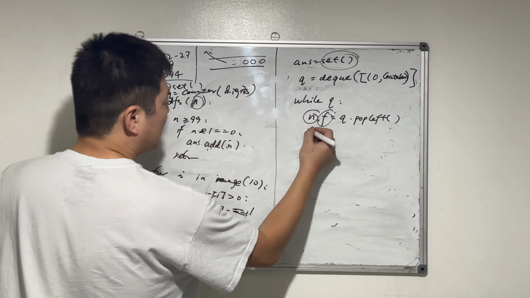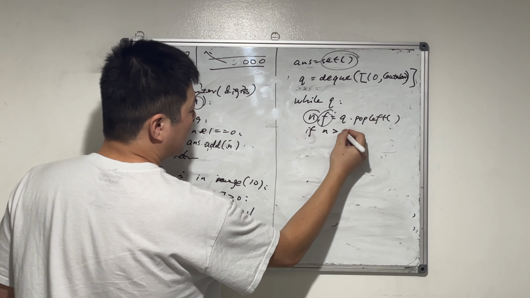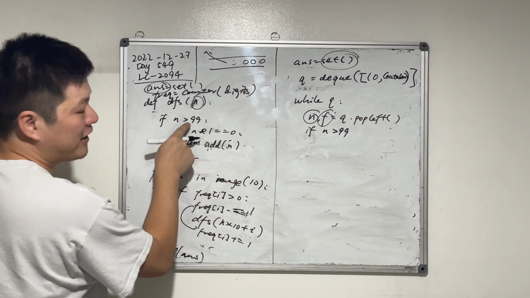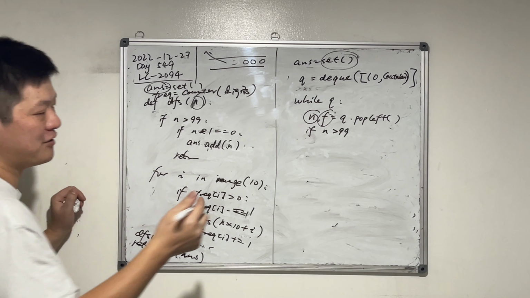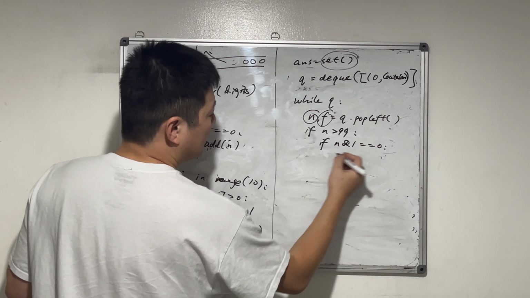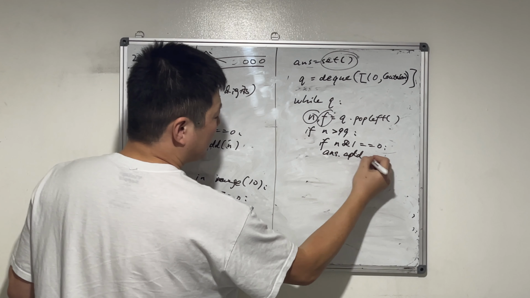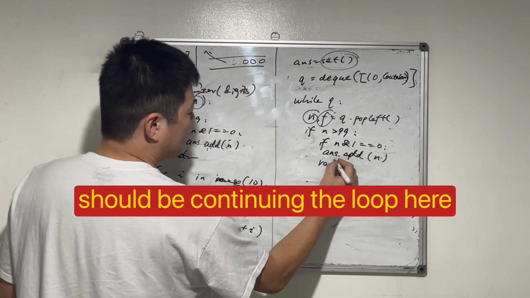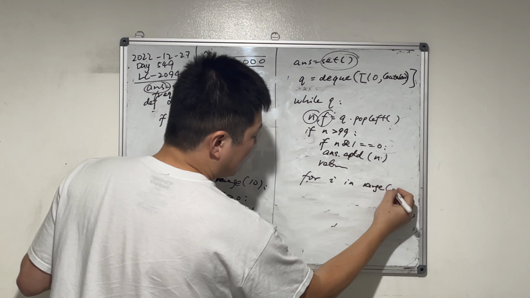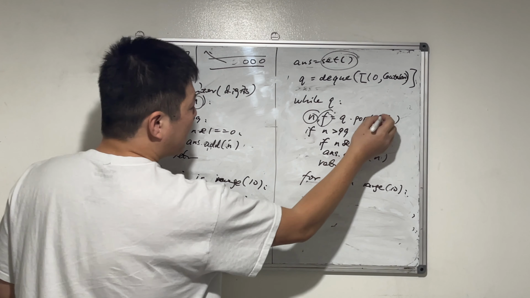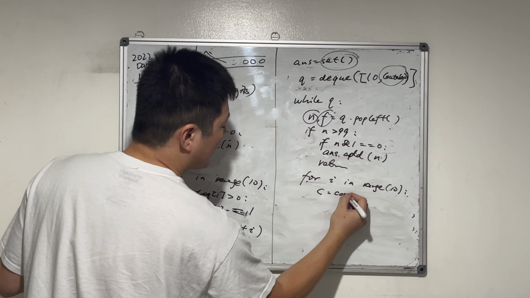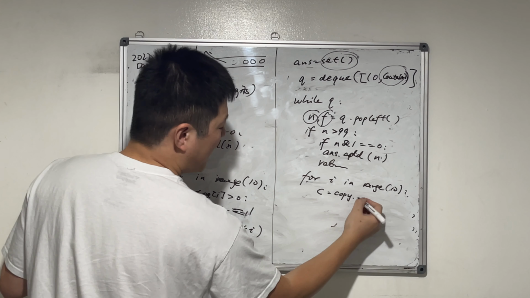Okay, so here, if N is bigger than 99, actually it's bigger than 99, not equal, okay? 3 digit, bigger than 99, or bigger or equal to 100. Well, if N is an even number, then answer dot add n, and return here. Otherwise, we need to go through each digit, for I in range 10. So now we need to make a copy of the counter, right? Counter is the object, so let's say C equals copy dot deepcopy. Copy is a package.